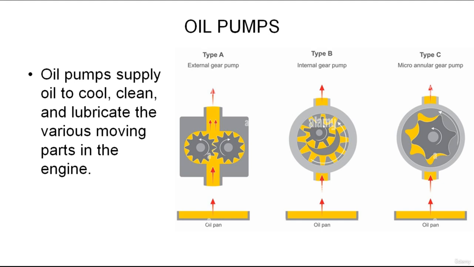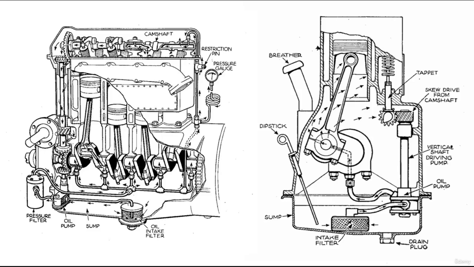The pump is normally driven by the crankshaft and creates suction to draw oil from the oil pan through a strainer. The pump suction creates pressure that forces the oil through the oil filter to various passages, and the oil then returns to the oil pan.